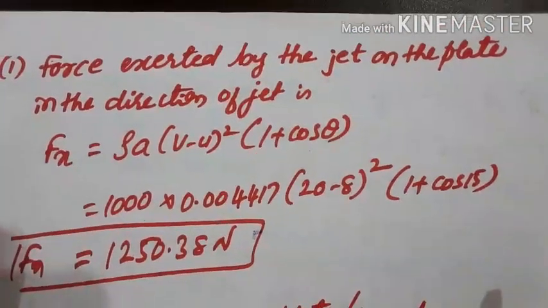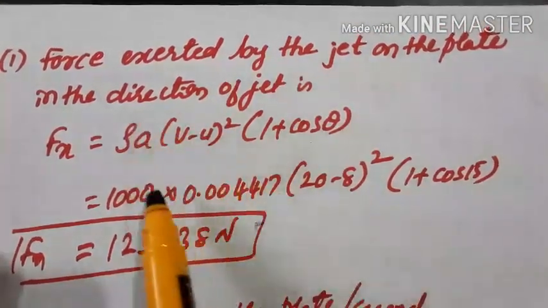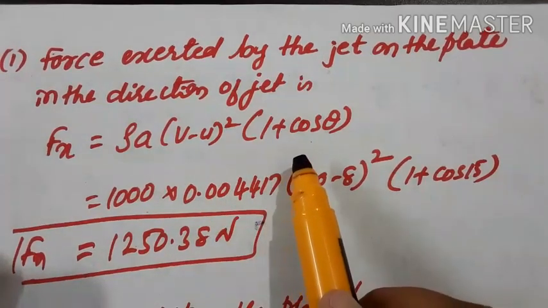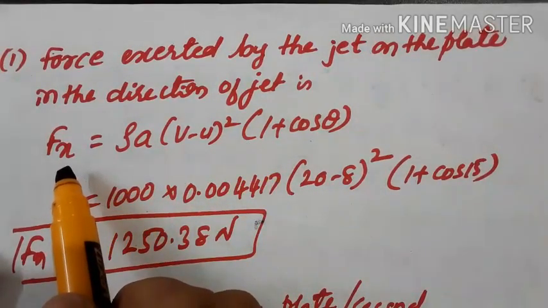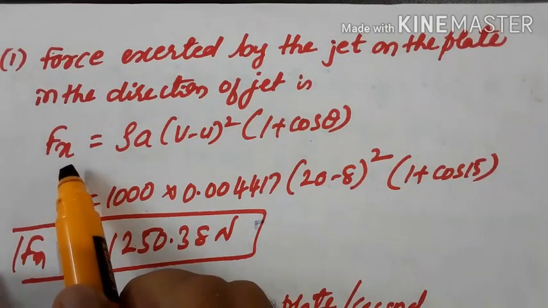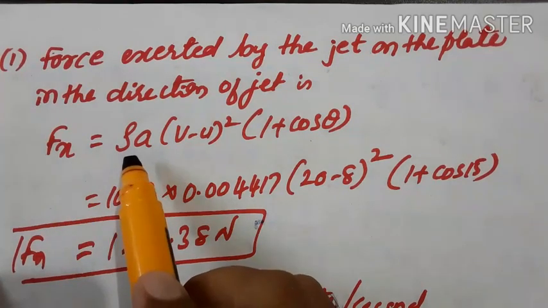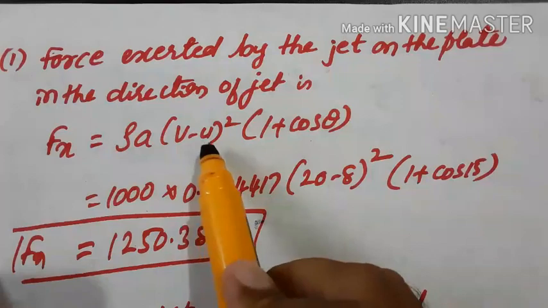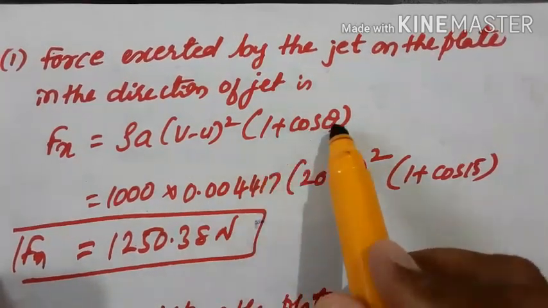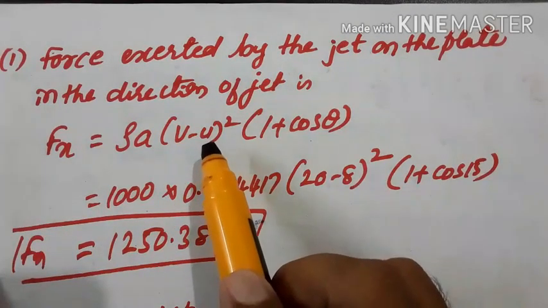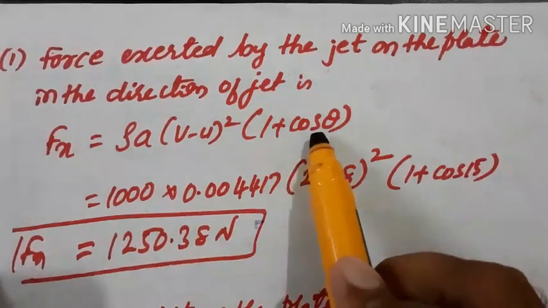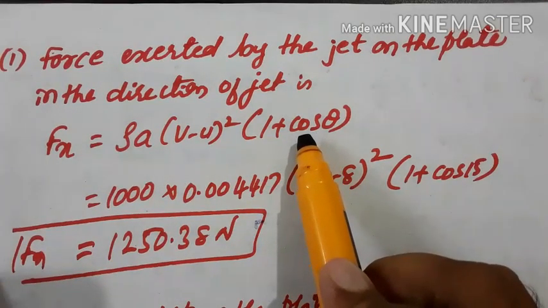Then further, as usual you have to apply the impulse momentum equation, and we know the equation because it has already been derived for the moving case. The jet is also moving and the vane is also moving. The force exerted by the jet in x direction, we have already derived, and we know the equation: rho a into bracket v minus u whole square into bracket 1 plus cos theta. And here v represents the velocity of the jet and u represents the velocity of the plate, which is given in the problem, and theta is the angle of exit, because the deflection angle is given here.